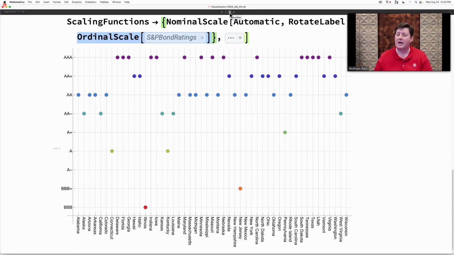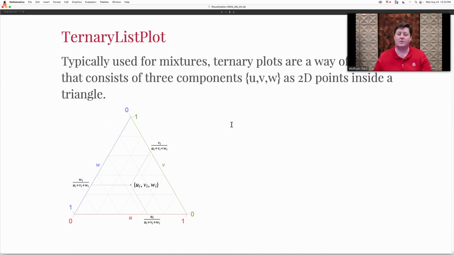We're also going to now look at ternary list plot, which is typically used for looking at mixtures of things, and particularly mixtures composed of 3 different types of components. And it uses some cleverness to take 3 numbers and display them as a 2D plot, as a 2D point. And the trickery it uses, the cleverness, is that it treats them as percentages.